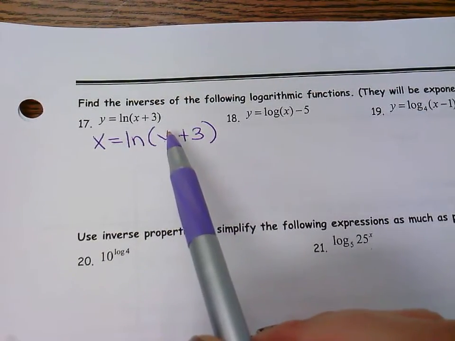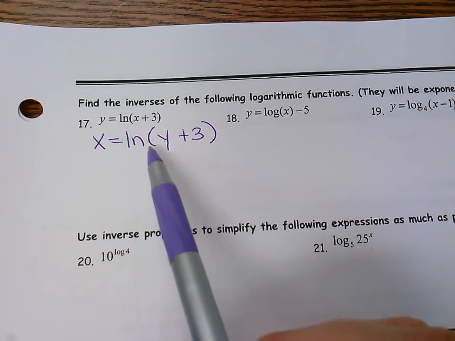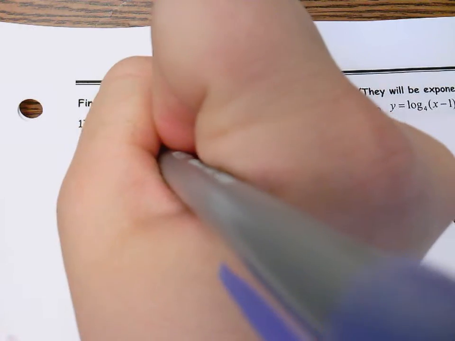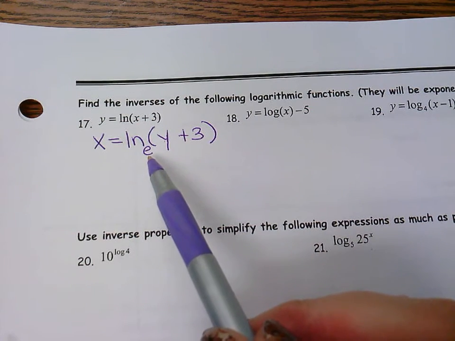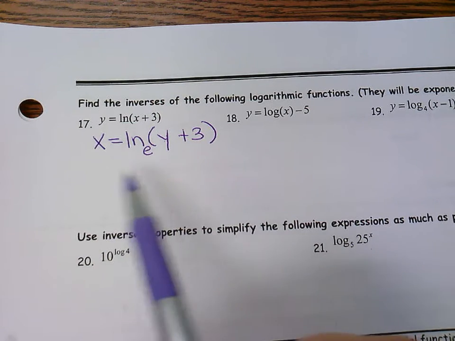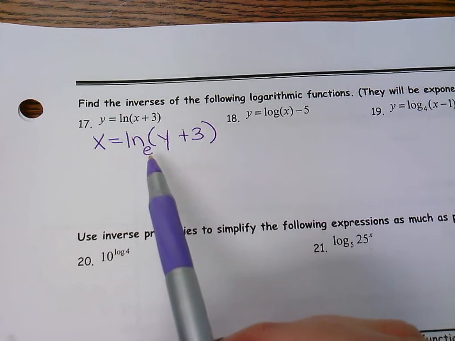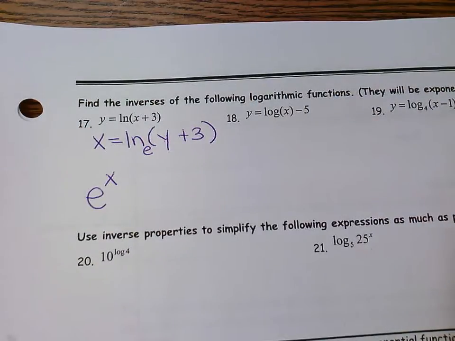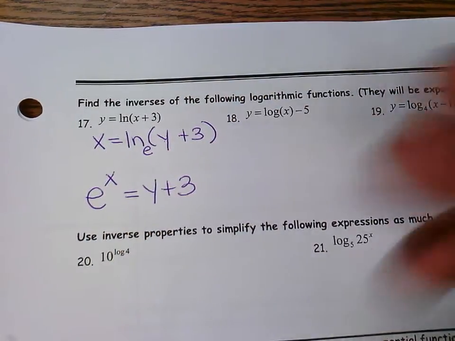That's it. You need to have a base. So what is the base of the natural log function that we said? E. So I'm going to write the base there so that I can see what the base is in this problem. If the log function is by itself, I'm ready to rewrite this in exponential form. So the base is e, so this is an e to the x exponential function. So e to the x equals y plus 3.